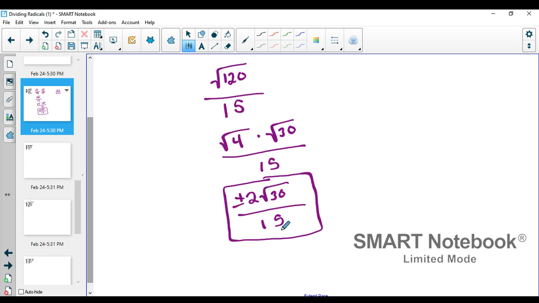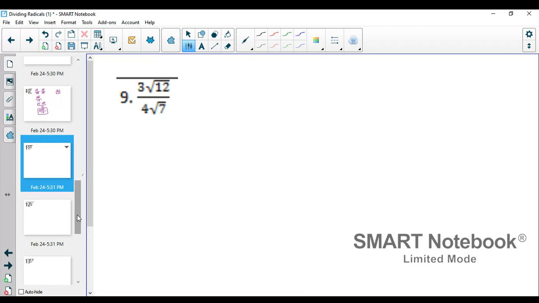So just moving on to the next one. We have 3 square root of 12 over 4 square root of 7. So we can't simplify 12 over 7 any further. So we're going to rationalize the denominator here by multiplying by the square root of 7 over the square root of 7.